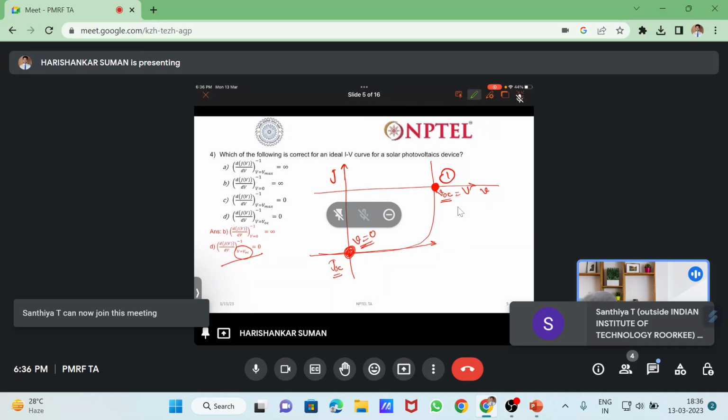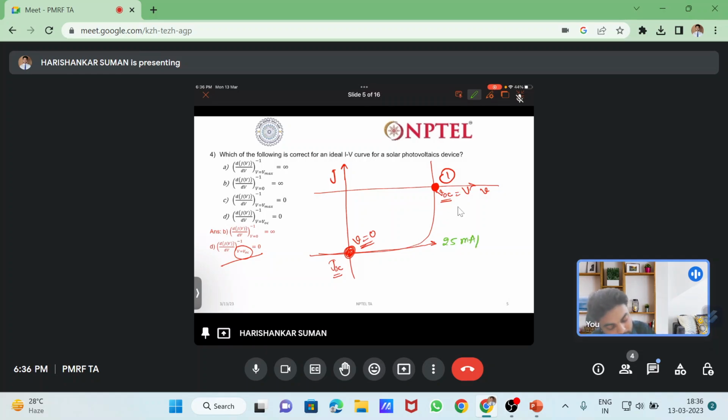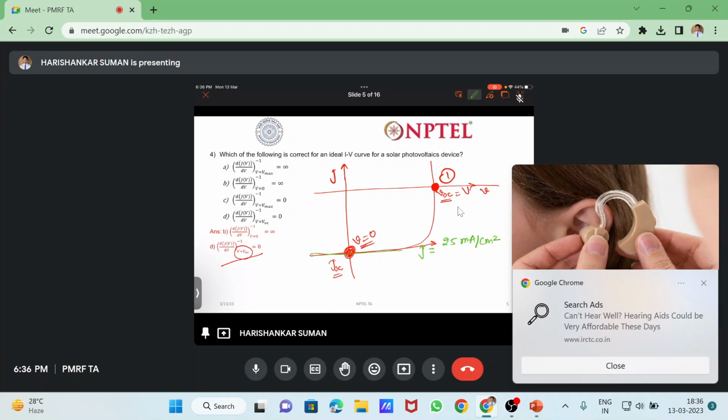This is the fixed value, like 25 or something else, milliamp per centimeter square, if we consider the area J. Let's say J equals that, then take the derivative. This JC is a fixed value.